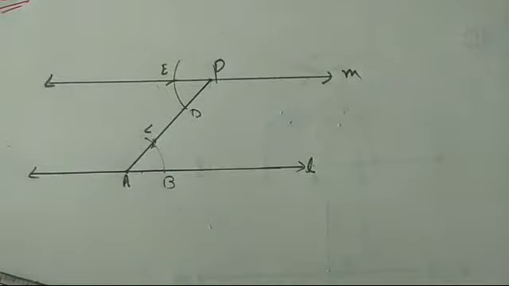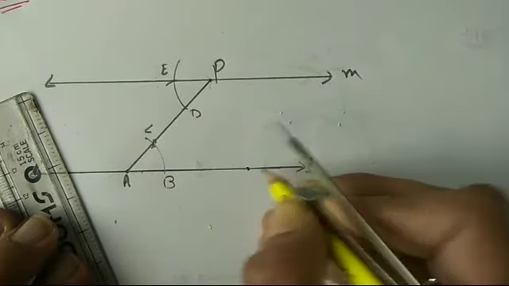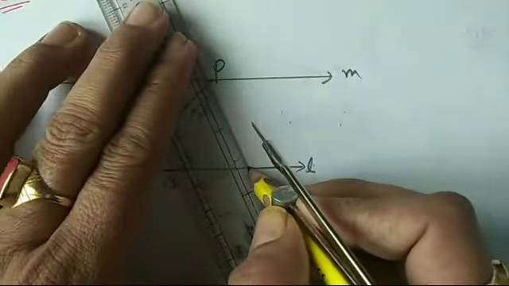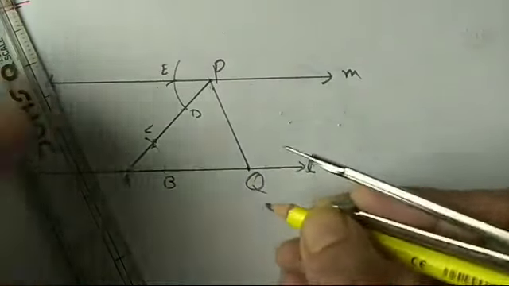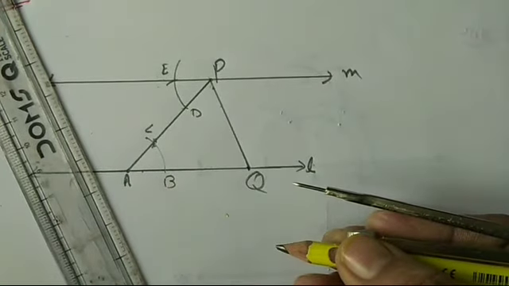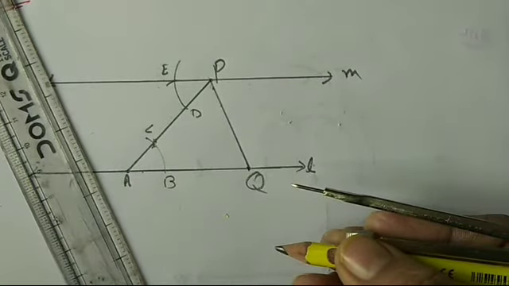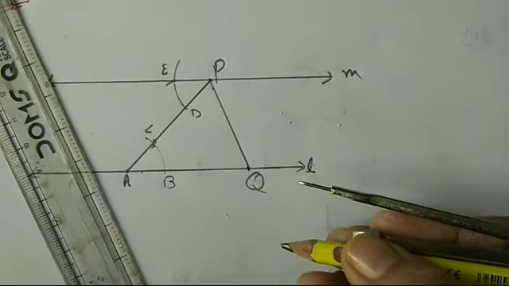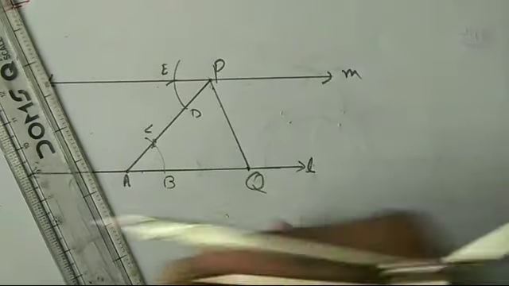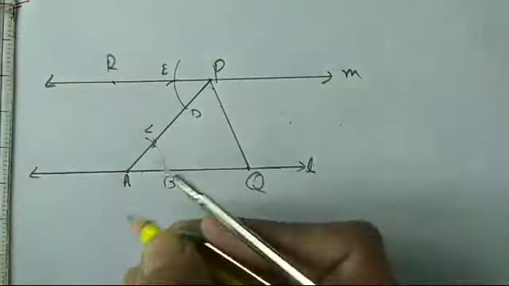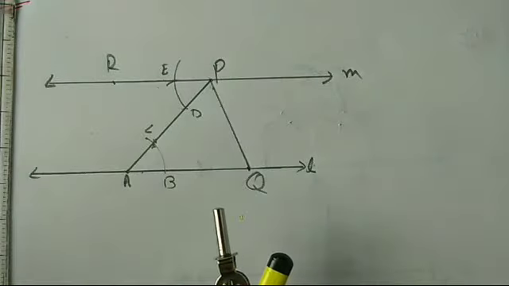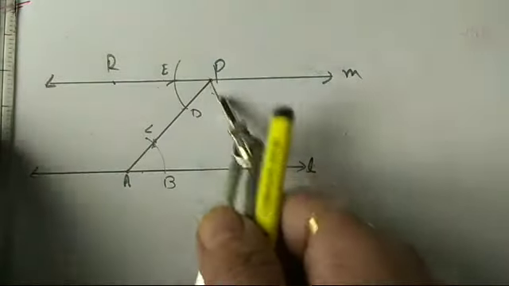Now in the next part they are saying join P to any point Q. So suppose we take this as point Q. Now we'll join this PQ. So this is the point Q. Now after this, choose any other point R on M. Now we have to take a point R on M. Suppose we have taken here R on M. This is the point R. Now they are saying through R draw a line parallel to PQ. So we have to draw a line which is parallel to PQ.